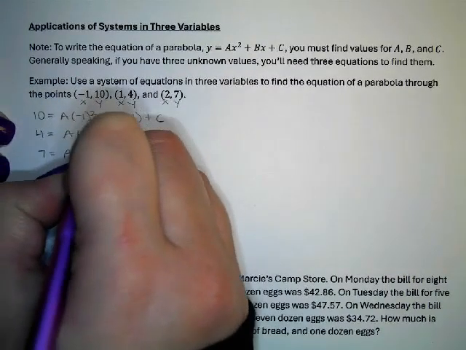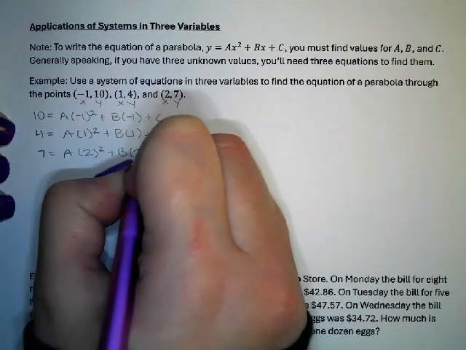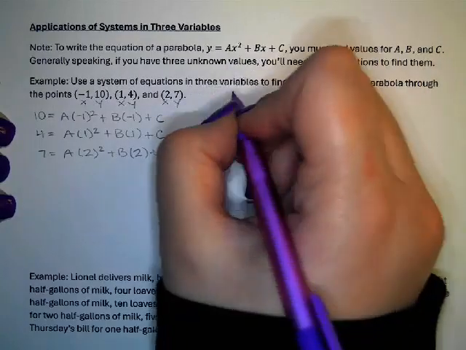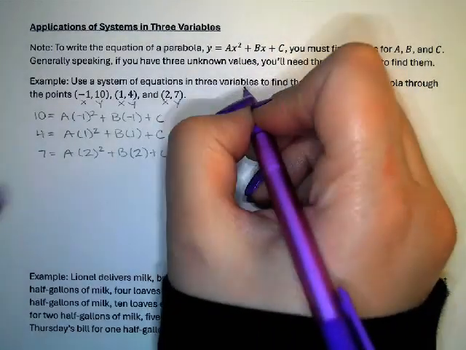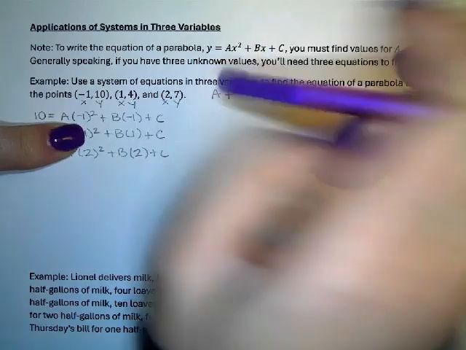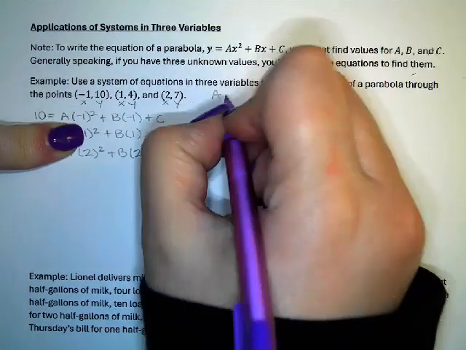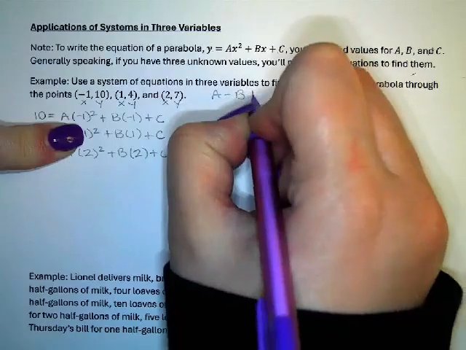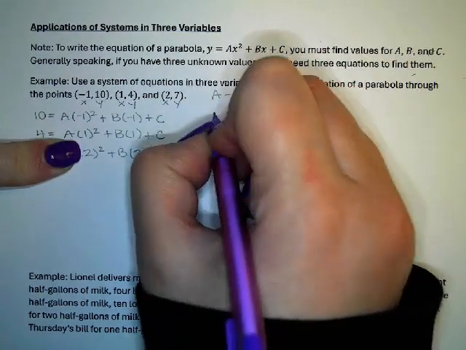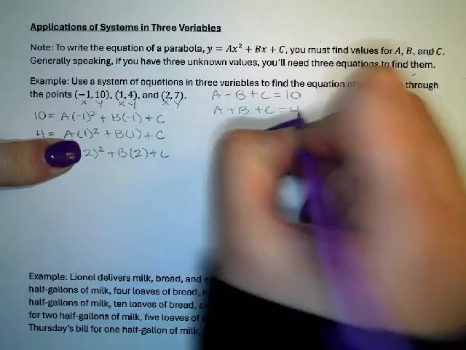So our three equations that we're working with are a, and b times -1 would be minus b, plus c equals 10. A plus b plus c equals 4. And 4a plus 2b plus c equals 7.